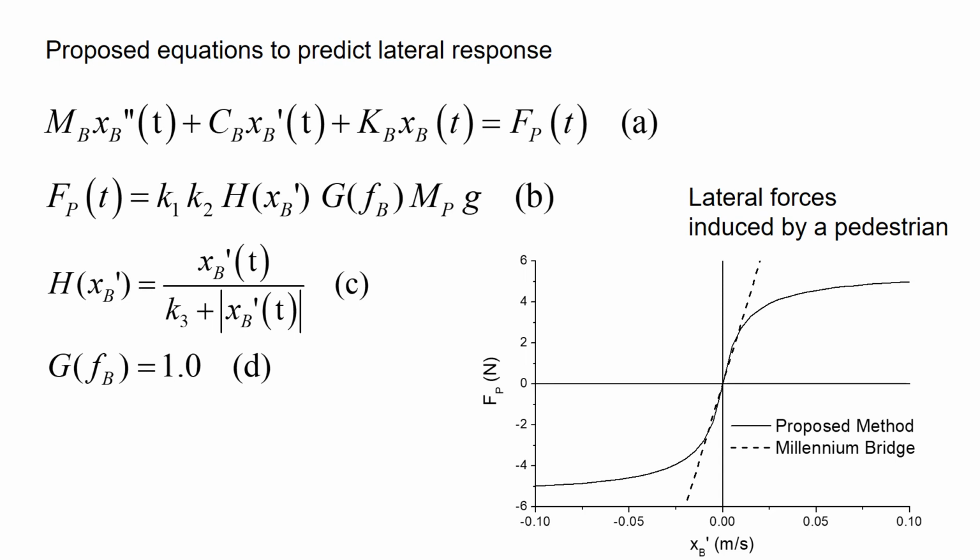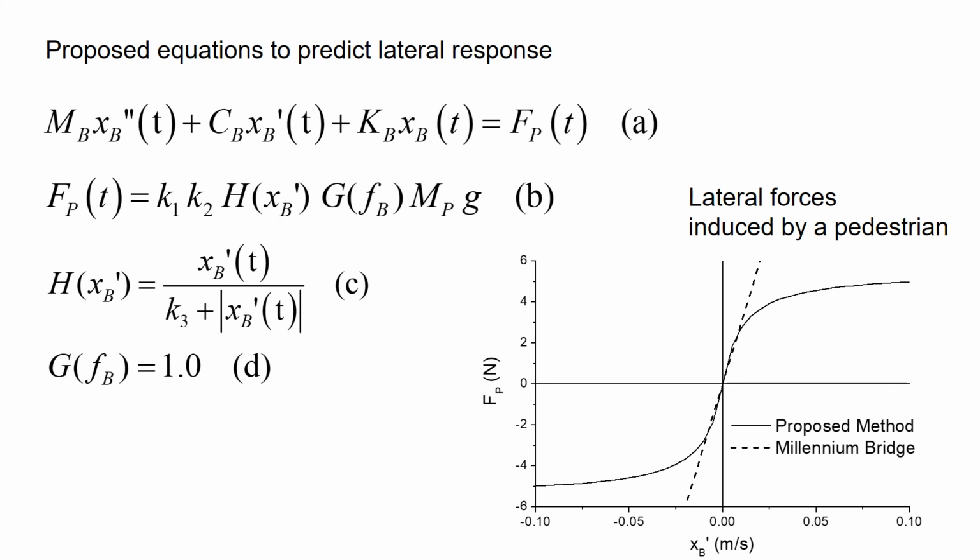Coefficient k1 is the ratio of the lateral force to the pedestrian's weight and is assumed to be 0.04. The coefficient k2 is the percentage of pedestrians who synchronize to the girder vibration. H is a function to describe the pedestrian's synchronization nature.